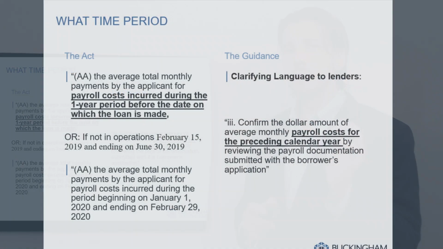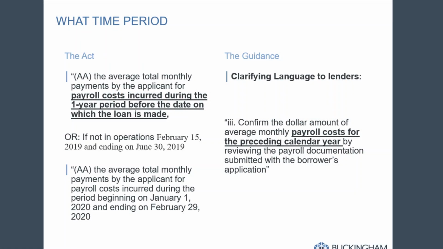So first and foremost, what is the time period under consideration? Well, in the Act, payroll costs incurred during the 1-year period before the date on which the loan is made. Many of us interpreted that to be a rolling average, and as that average rolls forward, it could serve to diminish the maximum amount that we can get as a lot of our practices are shuttered.